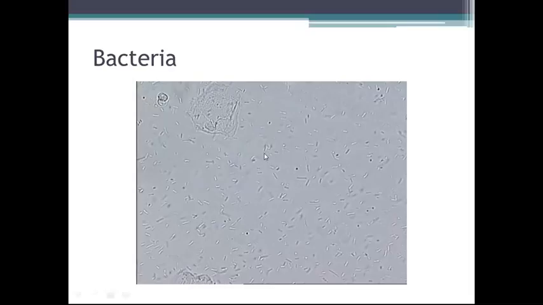So here is a slide with bacteria. We also have a squamous epithelial cell here, and it looks like this may be a red blood cell. I don't really see a whole lot of granulation, a little bit hard to tell. I would want to focus in on that one a little bit more to see what type of cell this was.